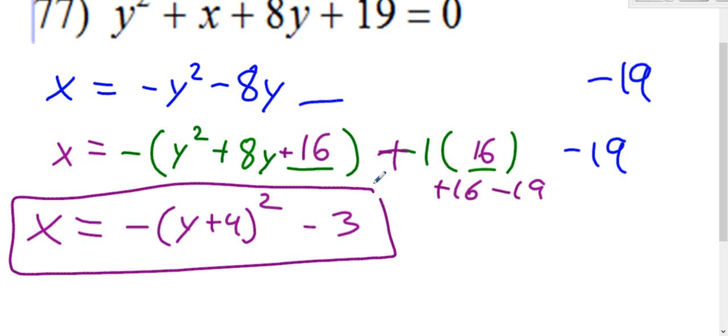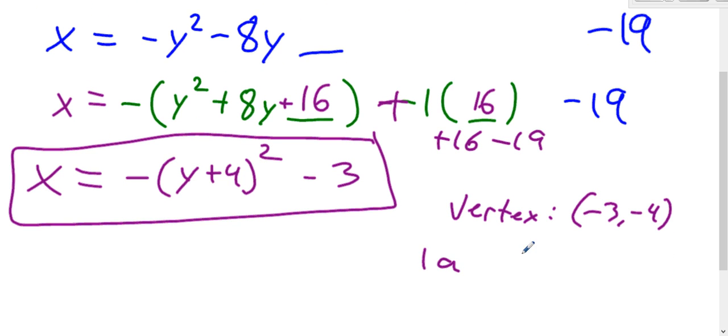This is now standard form. So we have h and k, and we know that a is negative. So our vertex is -3, -4. And a is negative, so when we do 1a, 3a, 5a, it's -1, -3, -5. And since it was x equals, it'll be -1 in the x direction, so we'll go left 1. So the parabola will look like that from -3, -4 for the vertex.